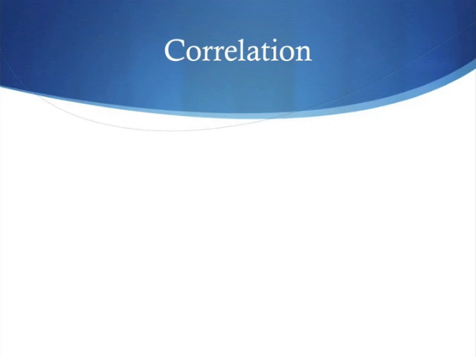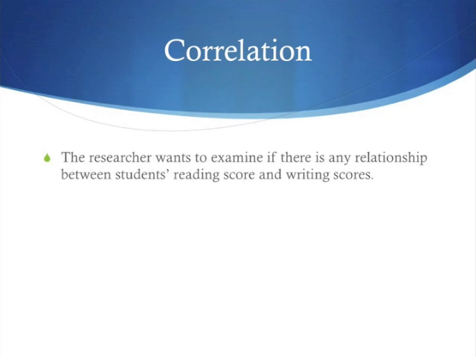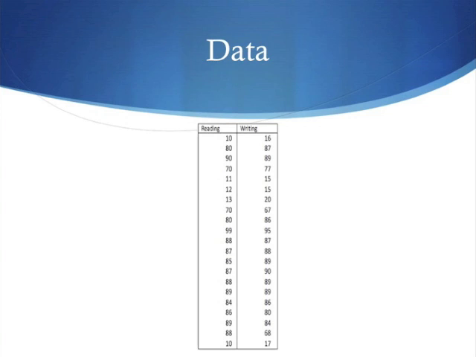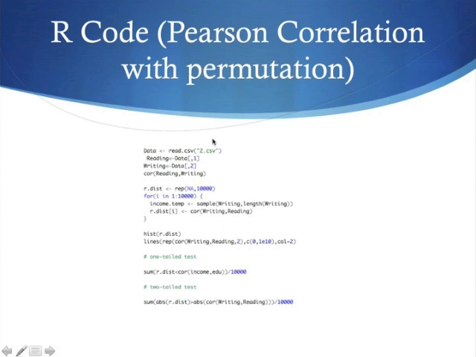Right now, we're gonna move to the correlation, and I will use an example from my field. The researcher wants to examine if there is any relationship between the student reading score and writing score. So we have data. We want to compare between those groups. This is the reading score and writing score, starting from 0 till 100. I mean, we have 20 individual students. They got reading and writing scores, the same individuals. I just want to compare between them.